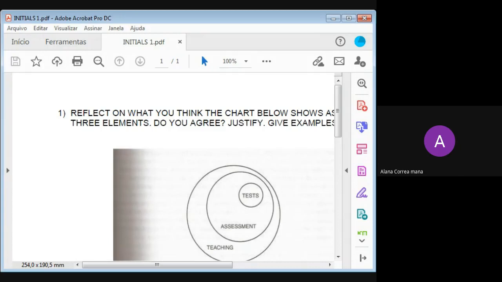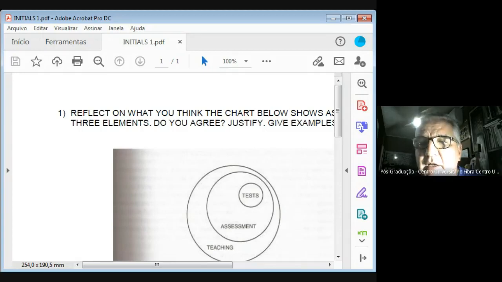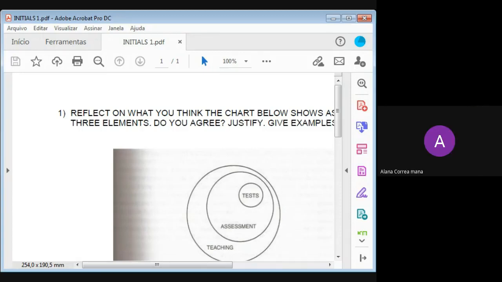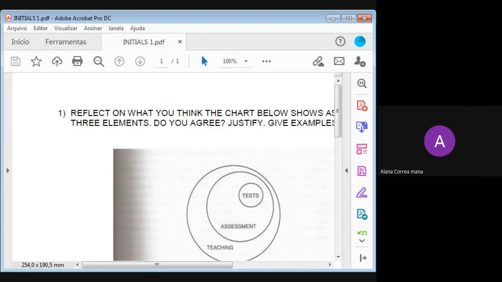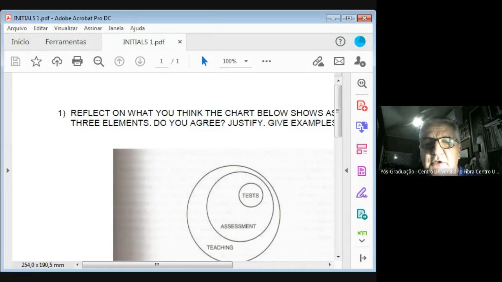Okay. So, the topic, Alana, I think there's a dog barking and your microphone is open. So we're listening to the dog barking. Okay, thanks, Alana. Okay, very well.